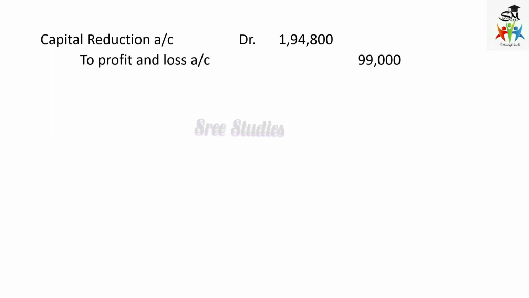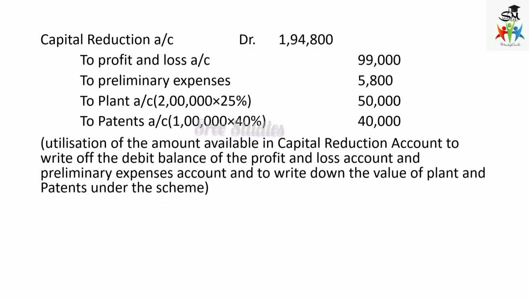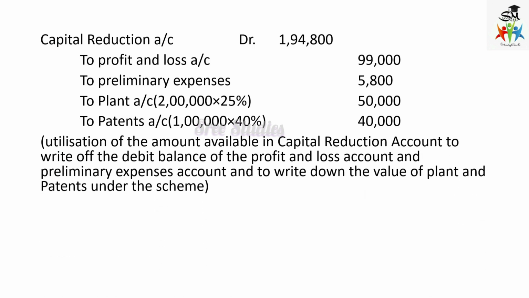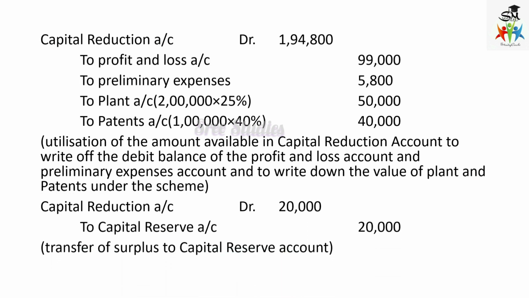To profit and loss account 99,000, and then to preliminary expenses, which in the balance sheet is 5,800, and plant value in the balance sheet is 2 lakh. So we have to reduce 25%, it is 50,000. Then patent in the balance sheet is 1 lakh. We want to reduce it by 40 percent, it is 40,000. The total of profit and loss account, preliminary expenses, plant and patent is rupees 1,98,400. That has been debited with capital reduction. So the balance amount left is 20,000. That is taken to capital reserve account. Surplus transferred to capital reserve account.